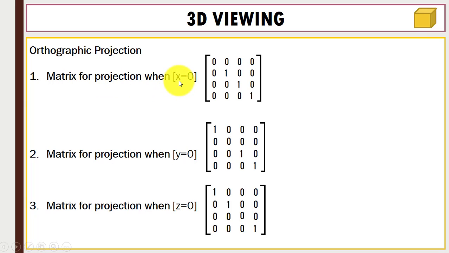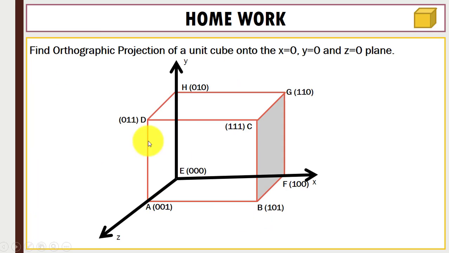You can see here the matrix for projection. When x is 0, this coordinate is 0. When we perform projection on the y coordinate, you can see here the y coordinate is 0. When we perform projection on the z coordinate, then this remains 0. Next we have a question for you, that is: find the orthographic projection for a unit cube onto x is 0, y is 0 and z is 0.